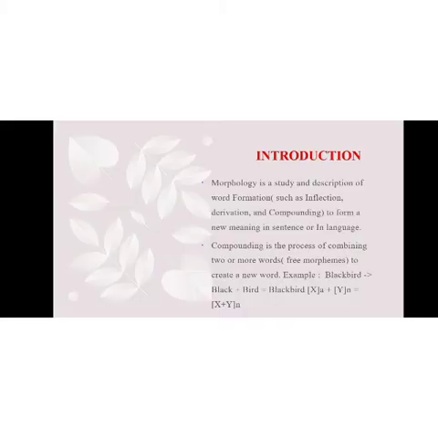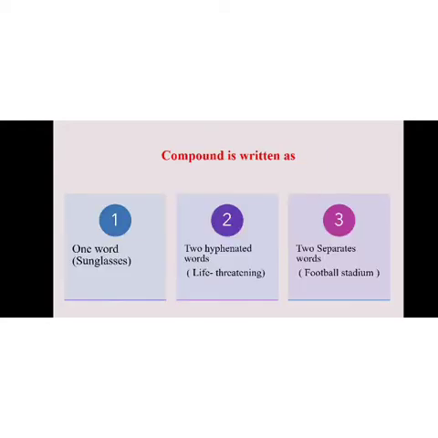I will explain compounding that's studied in English morphology. But before that, I will tell you the definition of morphology first. Well, morphology is the study and description of word formation to form a new meaning in a sentence or in a language. So compounding is the process of combining two or more words to create a new word. For example, when you combine black as an adjective and bird as a noun, it will be blackbird, and it will have a new meaning too.